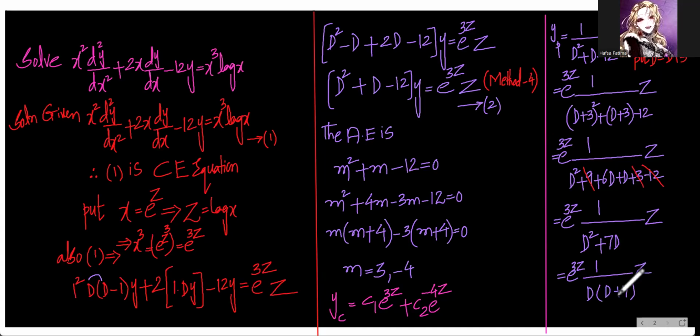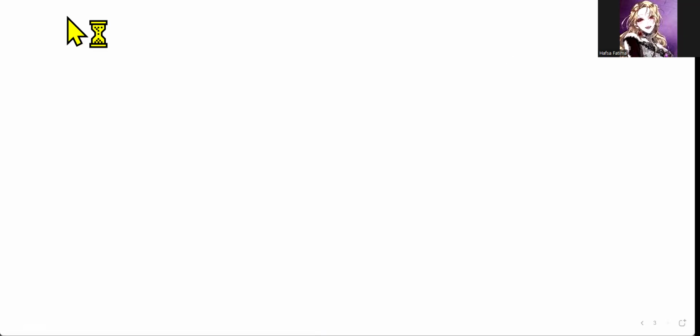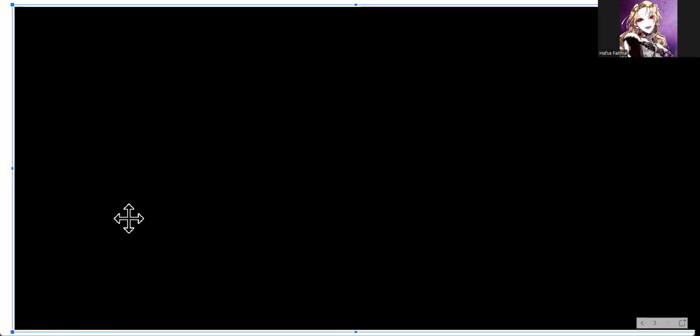After that, the next page will be continuing. Okay, continue. Now look at yp is equals to e power 3z into 1 by d, we write separately, and 1 by d plus 7, we write separately, into z. Look at this step. They are connected now.